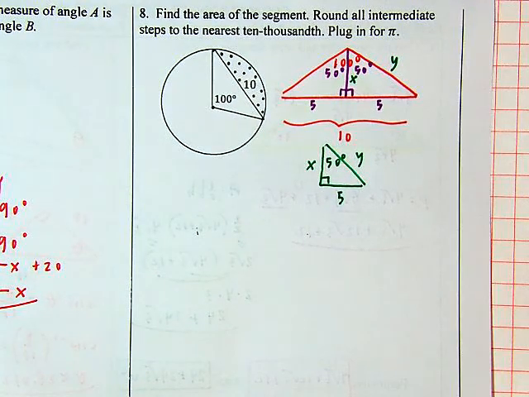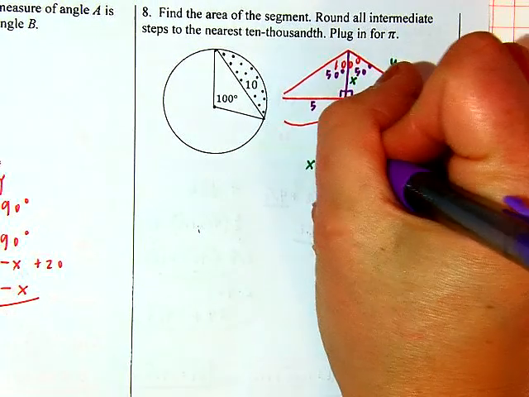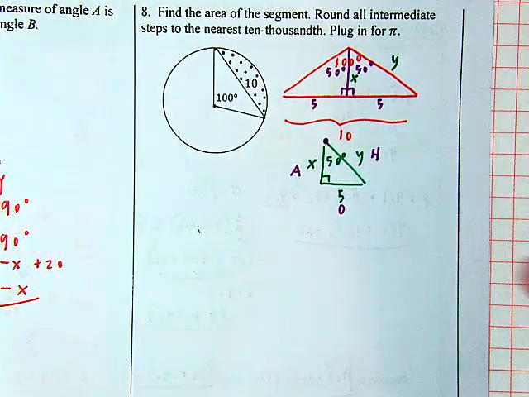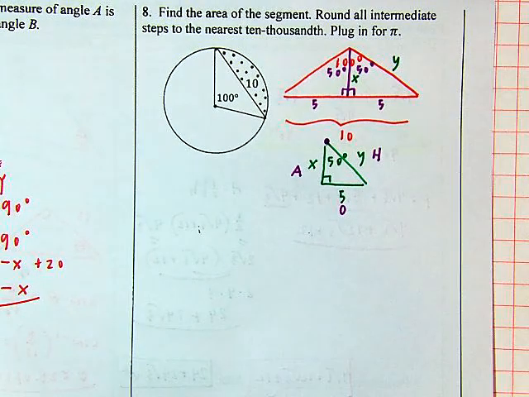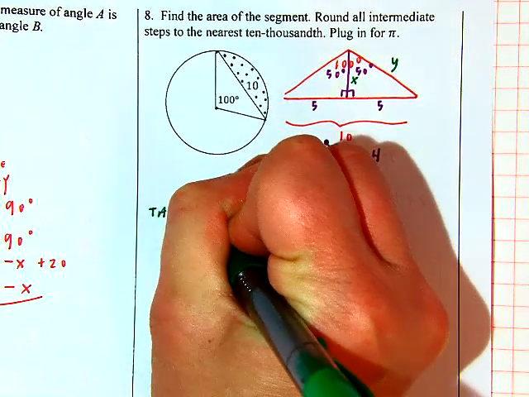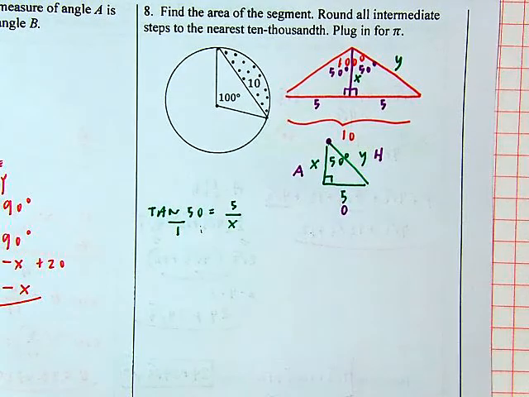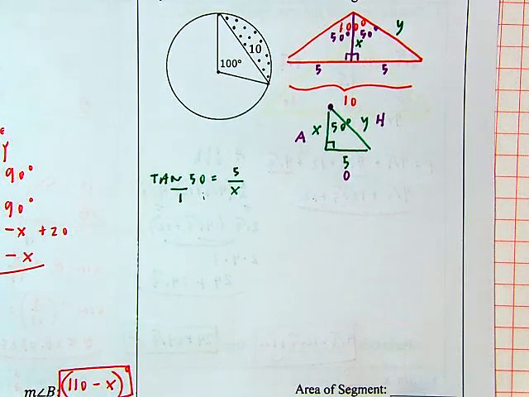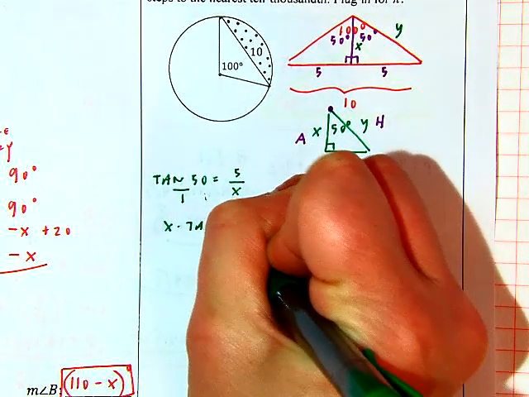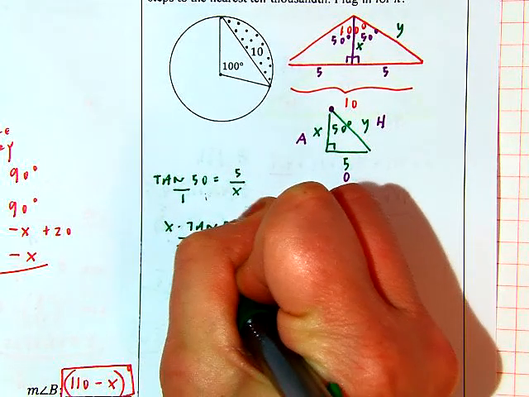Okay, so if I want to solve for x, from where 50 is, right here, I have an opposite, an adjacent, and a hypotenuse. So if I want to get to x first, I know that tangent 50 equals 5 over x. I'm going to visualize it as a proportion and cross multiply. So x times tangent 50 equals 5. Divide away the tangent 50.